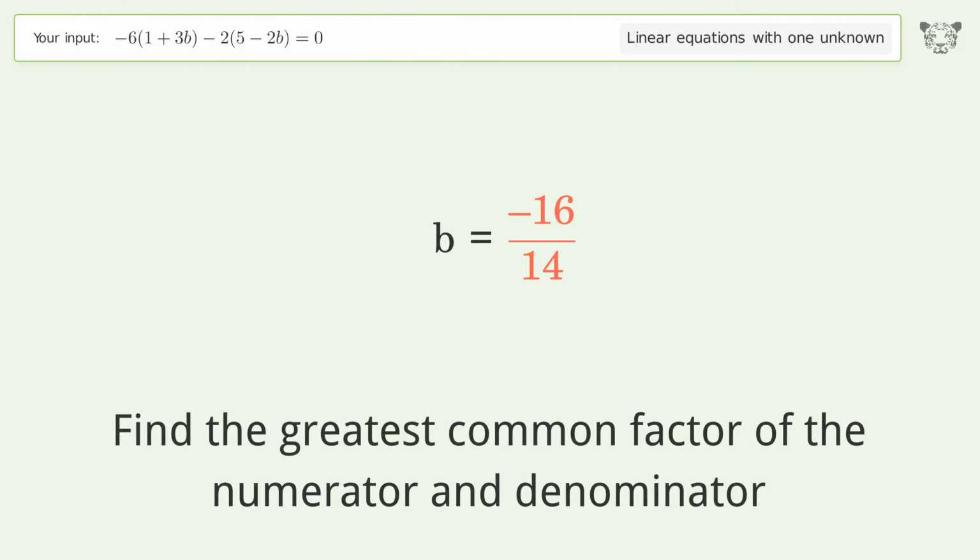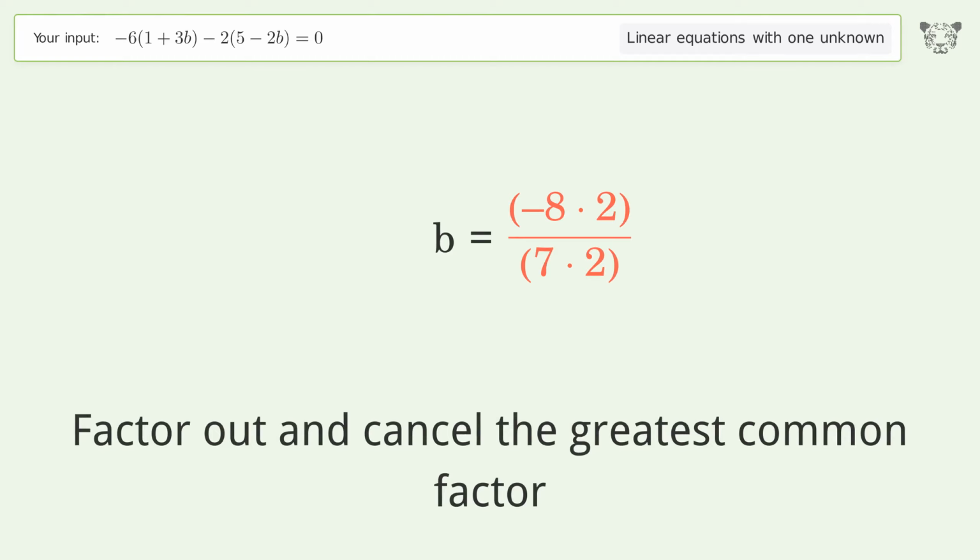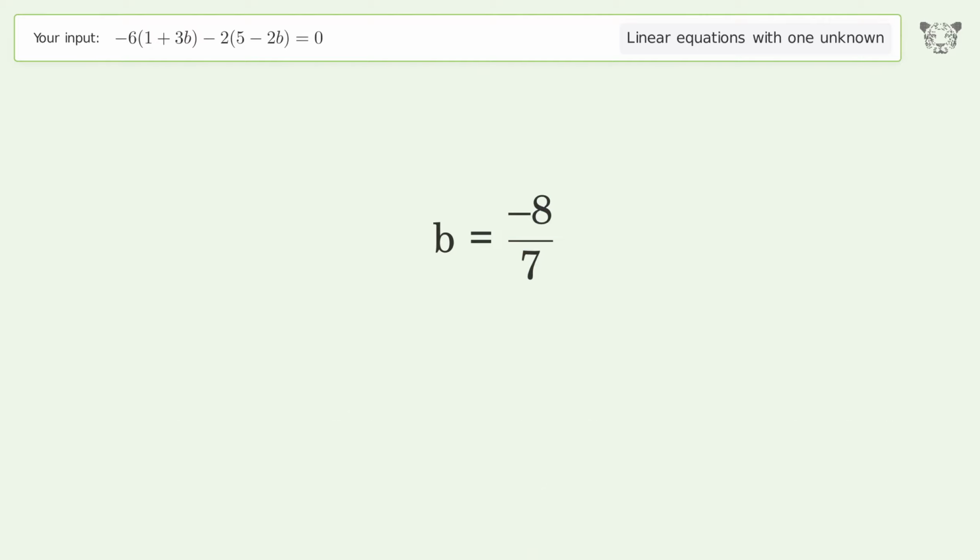Find the greatest common factor of the numerator and denominator. Factor out and cancel the greatest common factor. And so the final result is b equals -8/7.